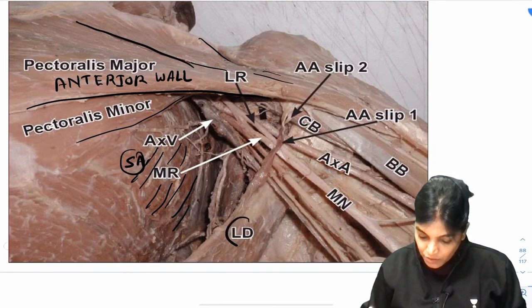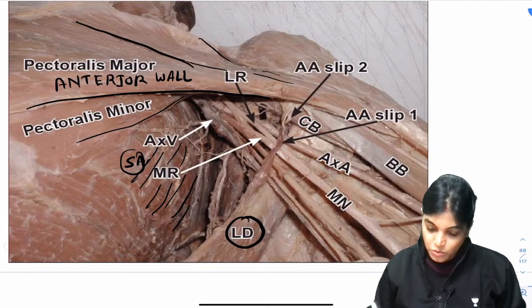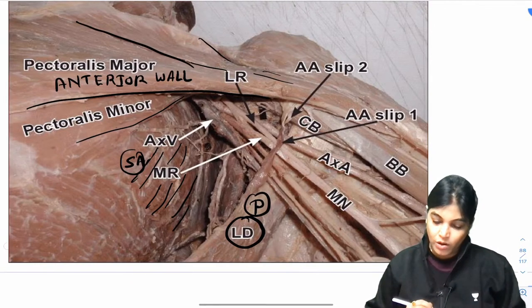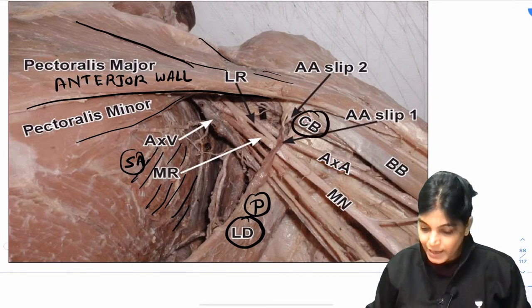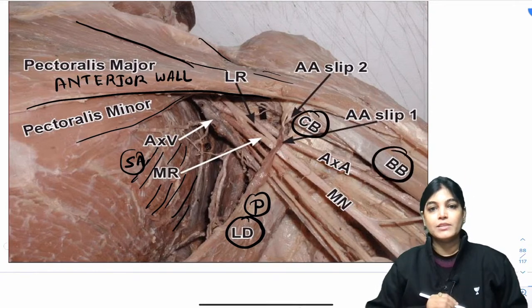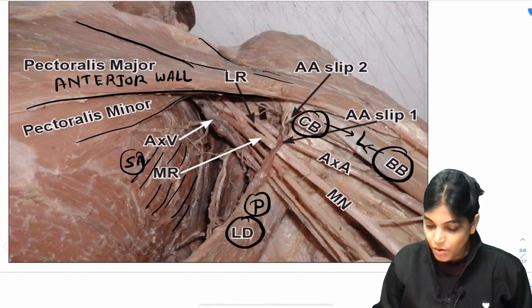These are the part of latissimus dorsi muscle. So on the posterior aspect, the slip has been shown. So this is P for posterior wall. Coracobrachialis muscle has been shown, biceps brachii muscle has been shown. So these, coracobrachialis and biceps brachii, are L for lateral wall.